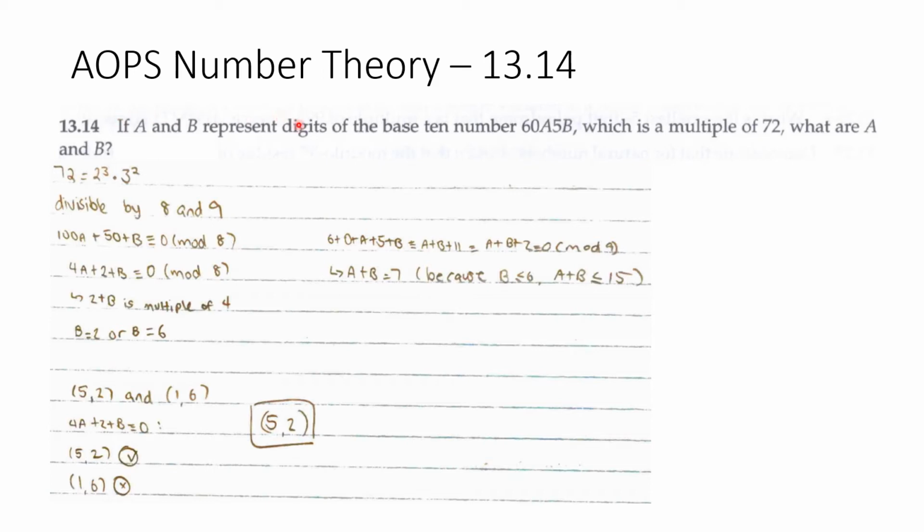AOPS number 13.14. If A and B represent digits of the base 10 number 60A5B, which is a multiple of 72, what are A and B?